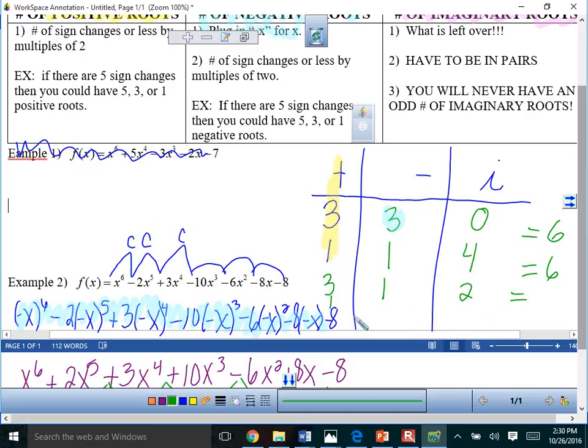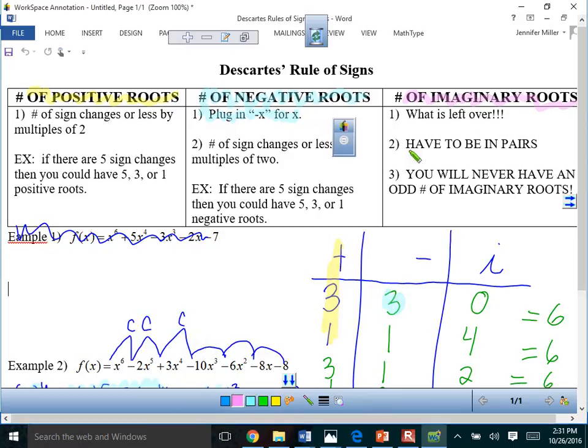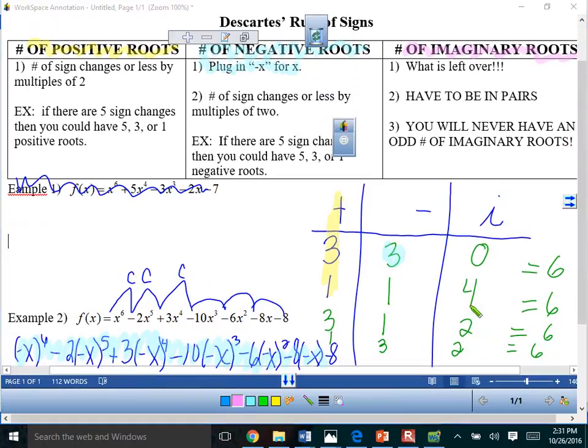Or we could have 1 positive, 3 negative, and 2 imaginary, because that is also equal to 6. The imaginary roots, as you can see in our table, are always in pairs. They have to be in pairs, so they have to be even numbers: 0, 2, 4, 6, 8, or 10. These are the only options for our imaginary solutions.